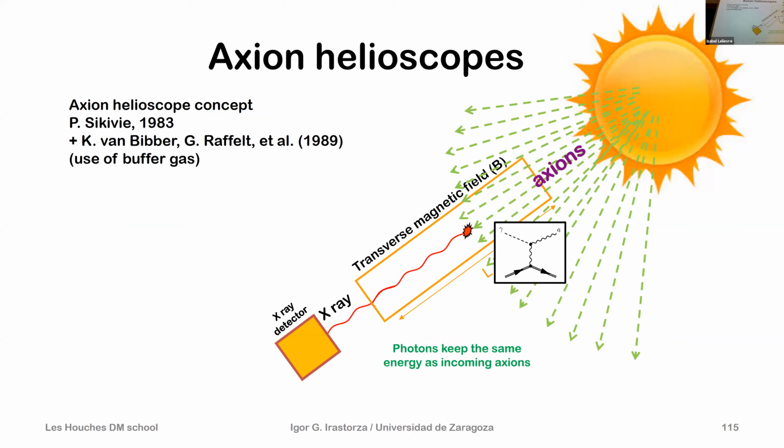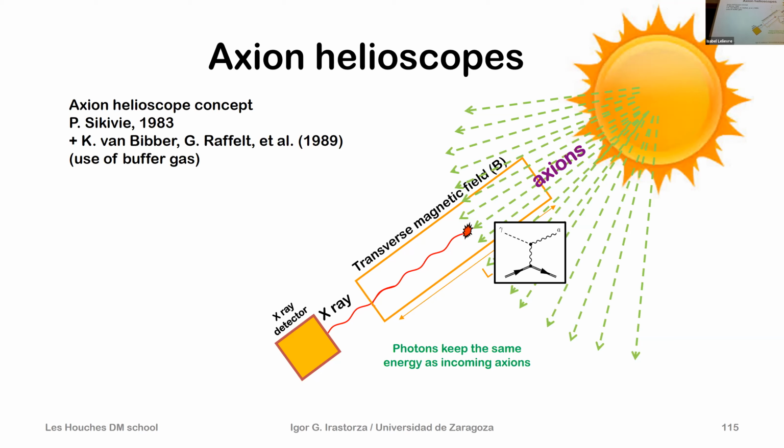So how to detect these axions? Again, we have the axion helioscope, which is something very similar to what had been explained already for the other categories, but adapted to the sun and to the X-ray domain. This first concept was proposed also by Sikivie in the same paper where we have the helioscope concept. So it's really a seminal paper for us, this one from Sikivie in '83. It was later refined by some other people, Van Bibber and collaborators, by adding the buffer gas technique that I will describe in a moment.